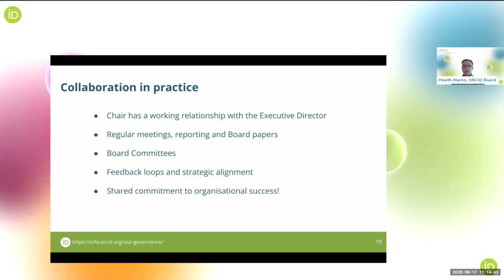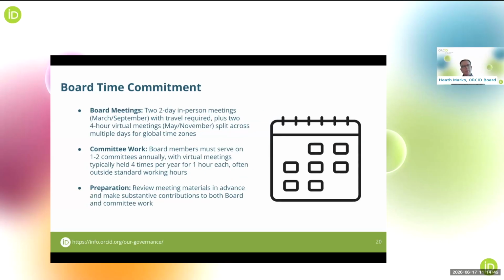So let's talk about that commitment. Being on a board, there is a time commitment with the ORCID board. In regards to the board meetings, there are 2 full 2-day in-person meetings. They're usually in March and September, with travel required. Those meetings are held at various locations around the world.